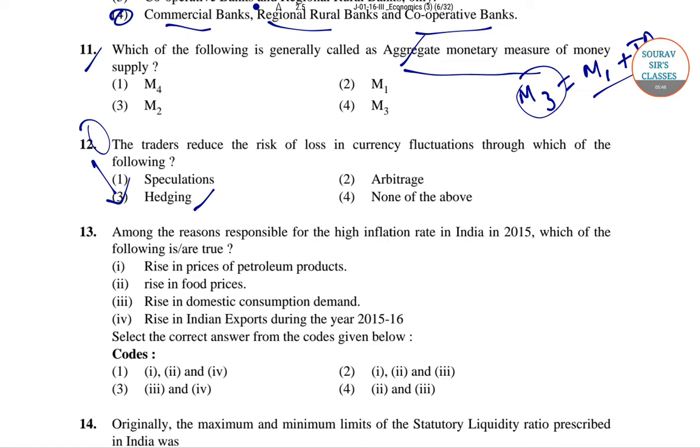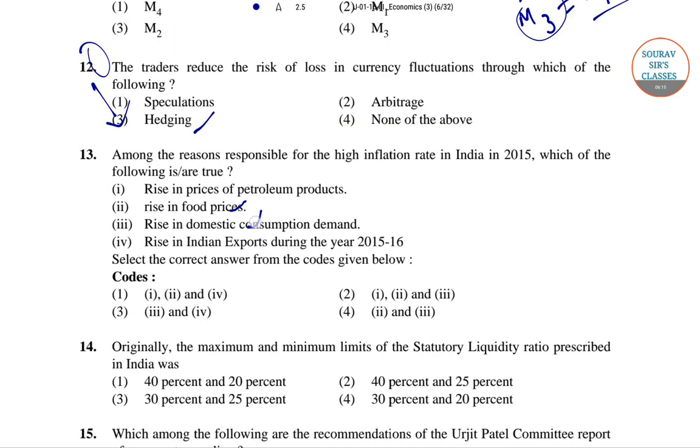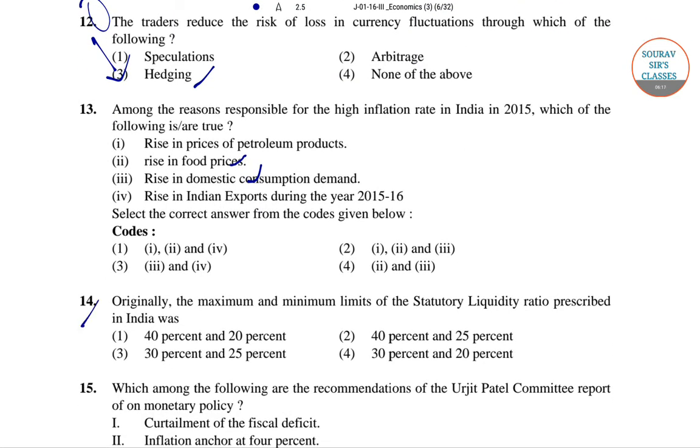In question number 13, it is given, among the reasons responsible for high inflation rate in India in 2015, which of the following is true? Rise in prices of petroleum products, rise in food prices, rise in domestic consumption demand, and rise in Indian export during the year 2015-16, out of which we know rise in food prices and rise in domestic consumption demand is the right answer. Now we'll go to the next question, question number 14.